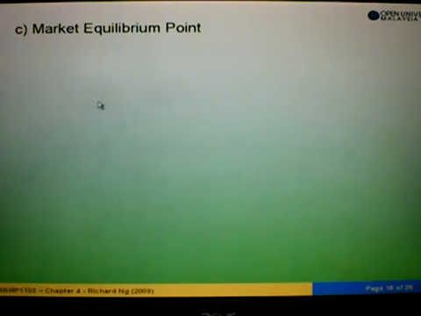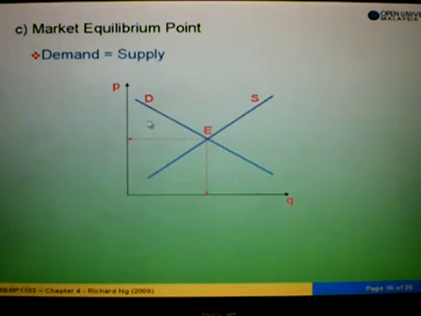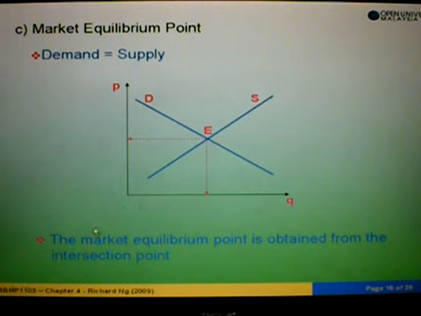So next, what is market equilibrium? Alright. So for market equilibrium, demand will equal supply. Alright. So in this case, if we look at the graph, this is the demand curve D and the supply curve S. When these two curves intersect each other, it will give us an equilibrium point E. Okay. So the market equilibrium point is obtained from the intersection point of the demand curve and supply curve.